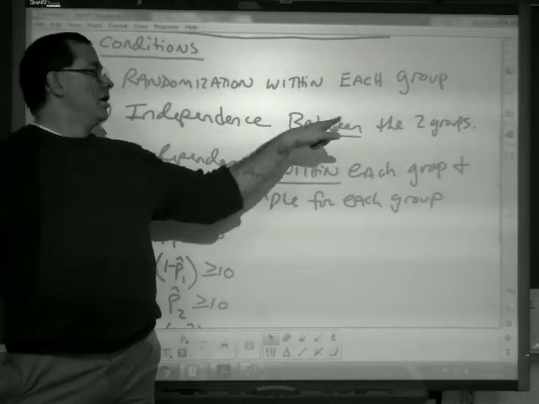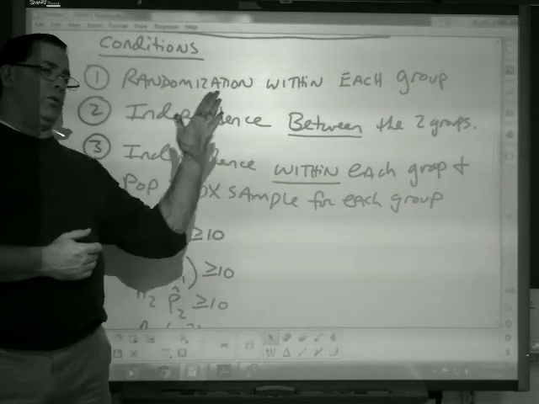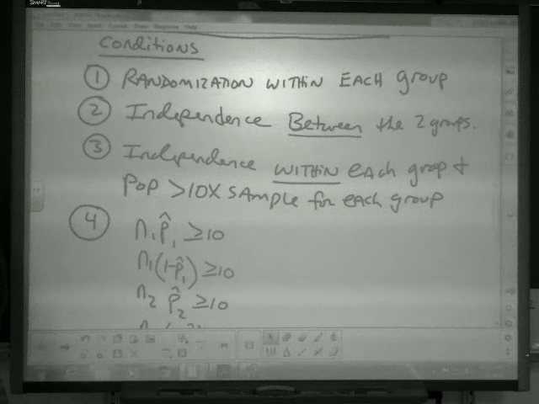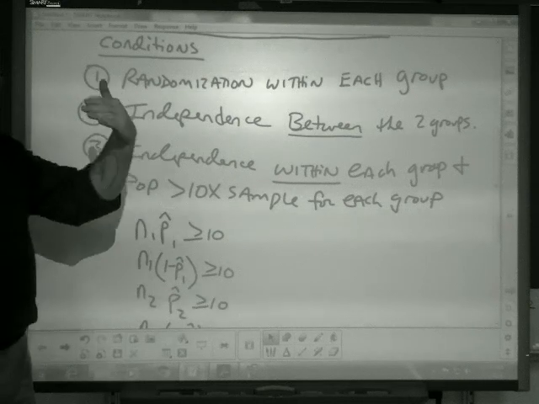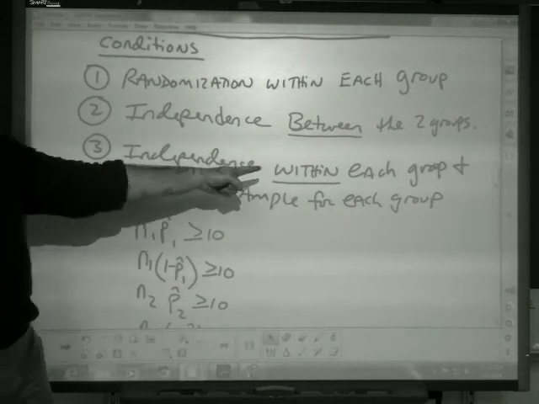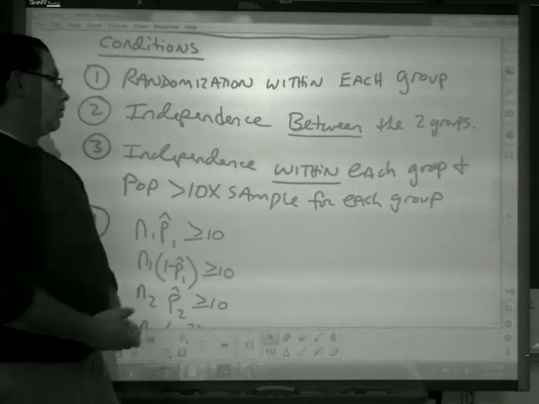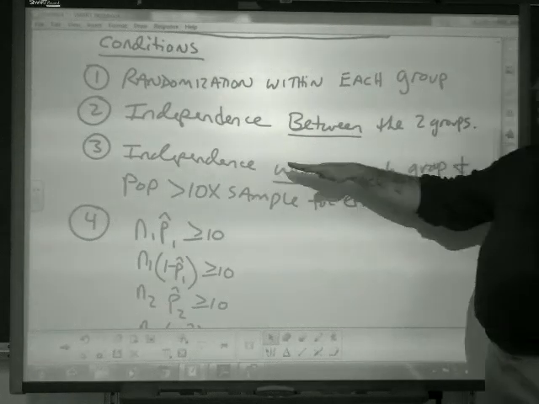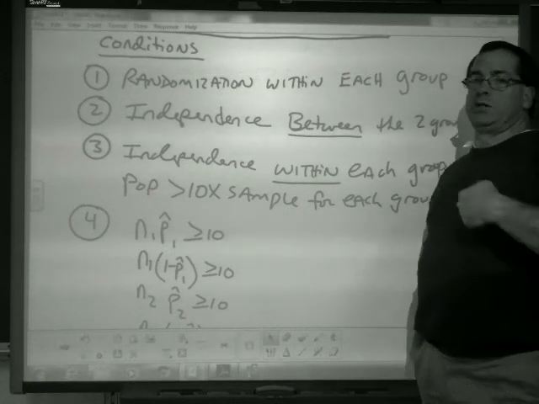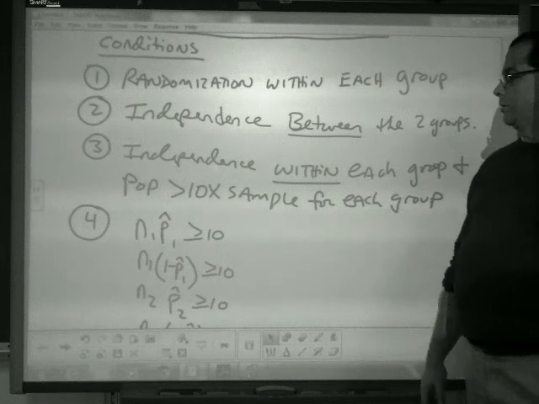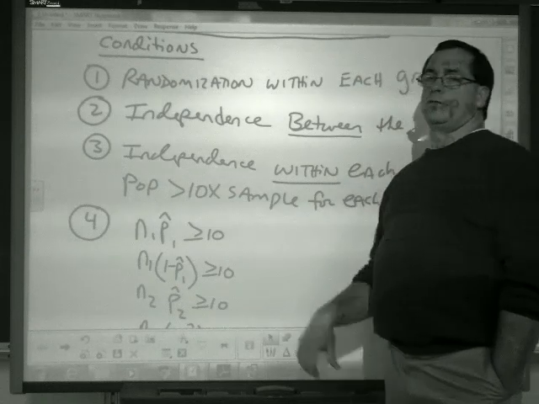Second condition is independence between the groups, from boys to girls. From corn in one growing place to corn in another growing place. The next is independence within each group. So each group within itself, we have to meet the independence deal as well as population being 10 times the sample for each group. You gotta make sure that the population is large enough for the sample you took for each group.